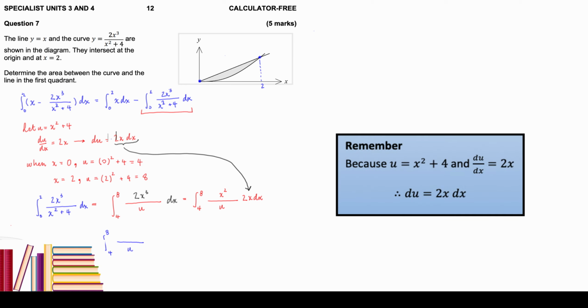So I'm going to then rewrite this as the integral from 4 to 8. Again, we're going to put our denominator in first. Now we have this 2x dx is actually equal to du.